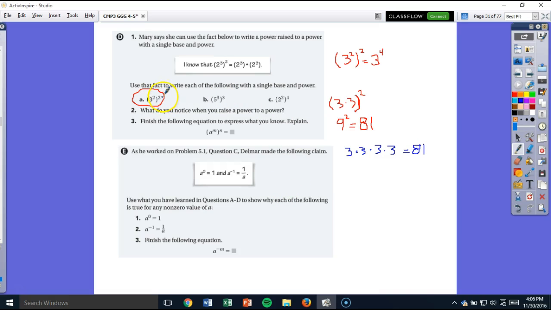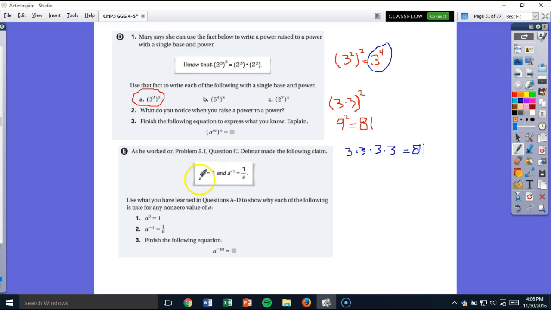When you have an exponent outside of an integer raised to an exponent, you can multiply the two exponents together to rewrite it this way, as in 3 to the fourth.